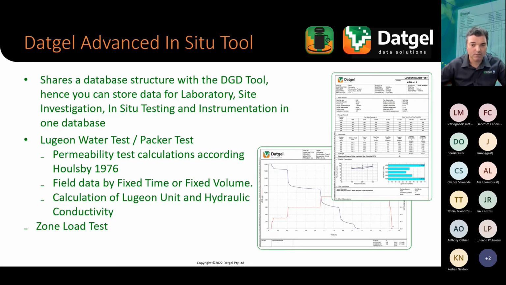Yeah, the advanced in situ tool is, as the name suggests, designed for, other than CPTs, the other in situ tests that you might do that require calculations. So the 2 tests we have at the moment in here are Lugeon water tests, or Packer tests, or water pressure tests, whatever you like to call them, there's many names. But we're doing it to one calculation method called Hoek and Bray 1976. And the second thing we have is zone load tests, and all the related sort of settings for that.